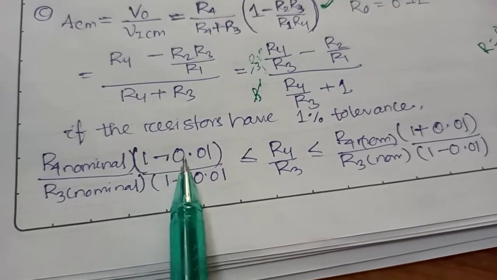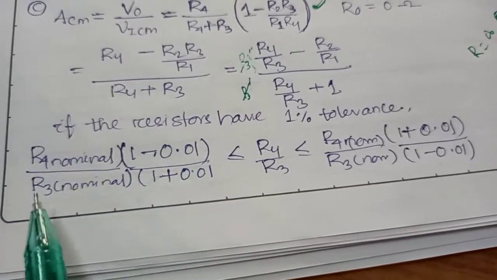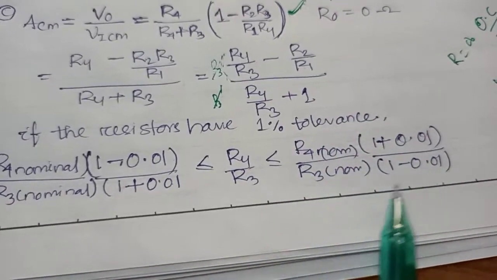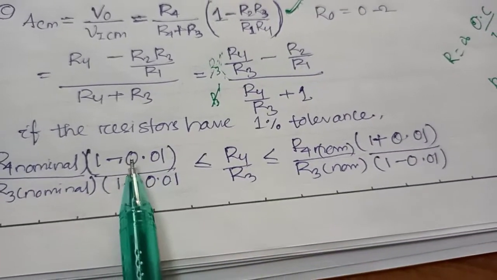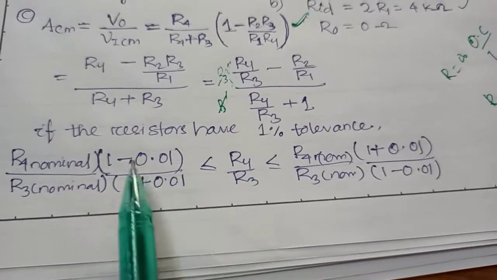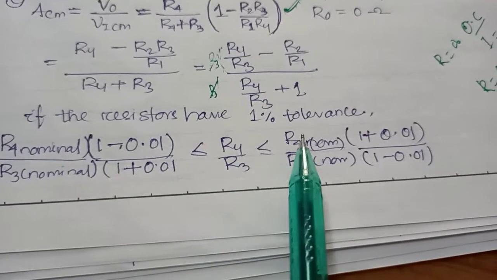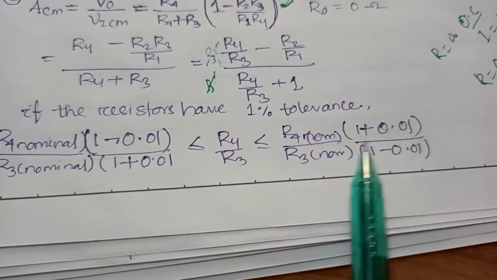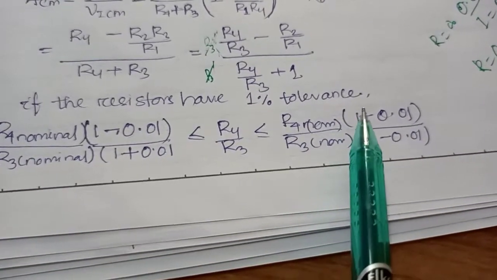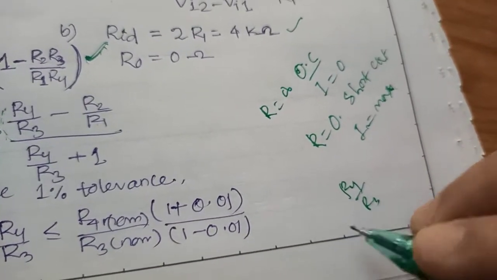Okay, so (1 − 0.01) upon (1 + 0.01). This is the nominal minimum value, and this is the nominal maximum value for R3. Now at this side, this is the nominal maximum value and this is the nominal minimum value, because if this is minimum and this is maximum, then only this value will become minimum, and the minimum value of R4 by R3 is this one. And what will be the maximum value of R4 by R3? This is the maximum value: 1 + 0.01 means maximum percentage taken, and this is the minimum percentage taken. Maximum upon minimum will give me the maximum value, because we know this is R4 by R3.